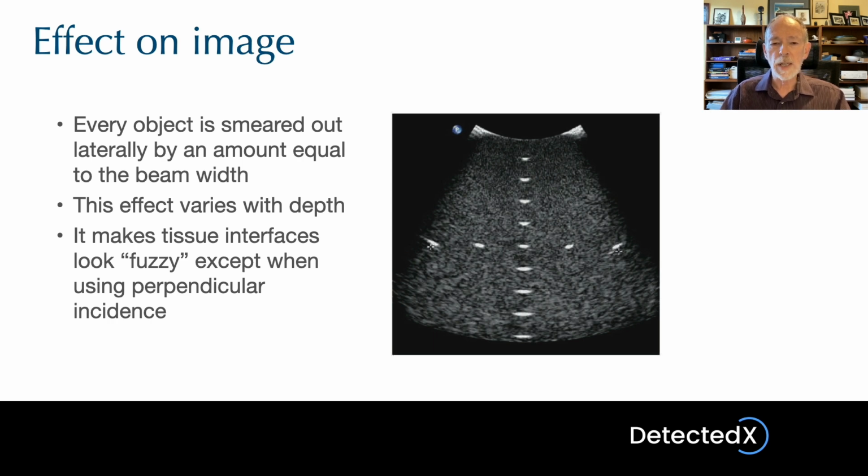So what we can see is that each point is smeared out laterally by an amount equal to the beam width. It's also extended in depth by an amount that is determined by the transmit pulse duration. What's the result of this in a real image? These are obviously idealized point targets we're looking at here. The answer is that when we're looking at a tissue interface, it's going to look fuzzy, except when we're scanning it at perpendicular incidence. Let's look at that in a little more detail.